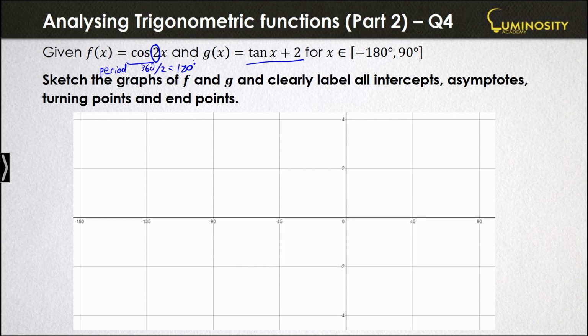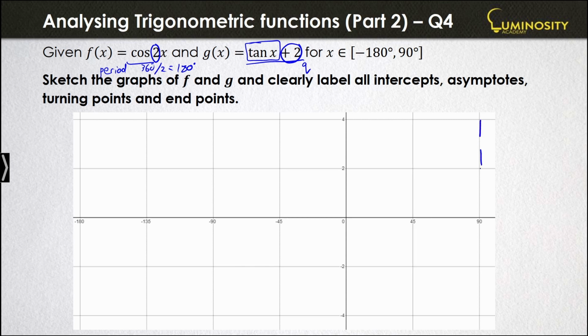g of x is tan of x plus 2. So the only thing that's affecting the parent function tan x is this plus 2 at the end, which is your q value. That means it's the standard tan x graph, but shifted up 2 units. Okay, so I'm going to go ahead and draw the function tan x plus 2 first, and I'm going to do it in blue. So what are the important properties of tan?